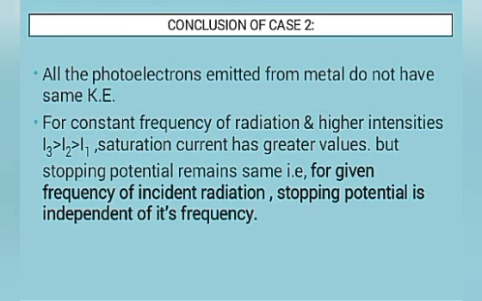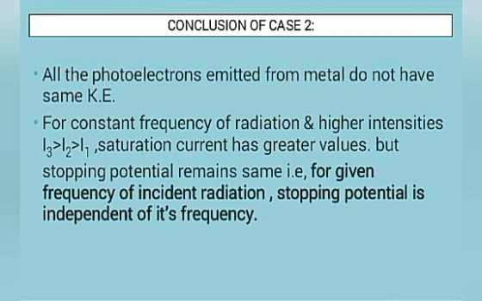As you observed in the graph, on increasing the accelerating potential, the current goes on increasing, and at a certain value the current saturates. Similarly, in retarding potential, on increasing the negative potential the current goes on decreasing. At V0, the current becomes 0. So this concludes that all the photoelectrons emitted from the metal do not have the same kinetic energy.